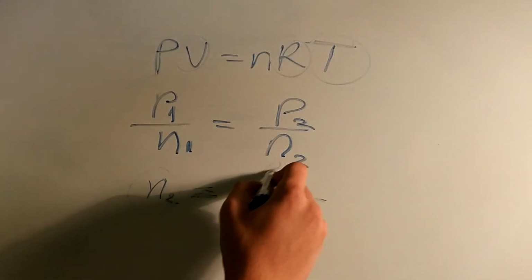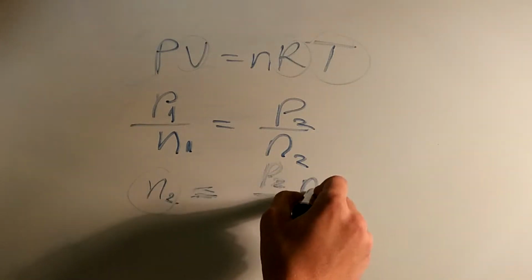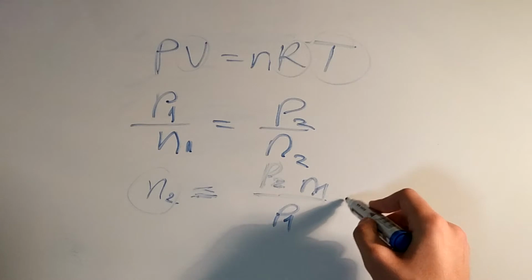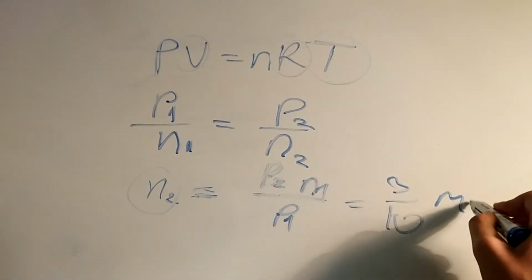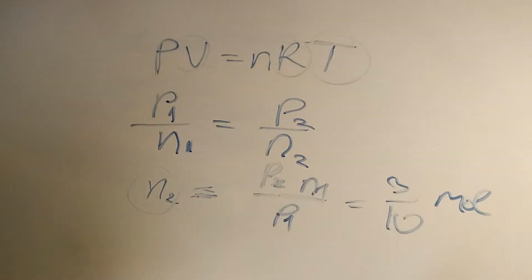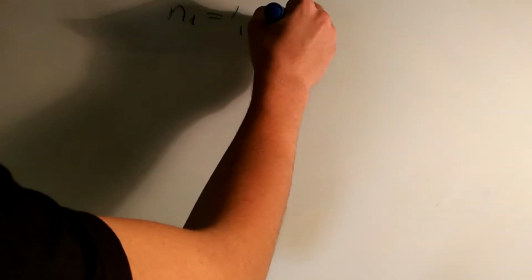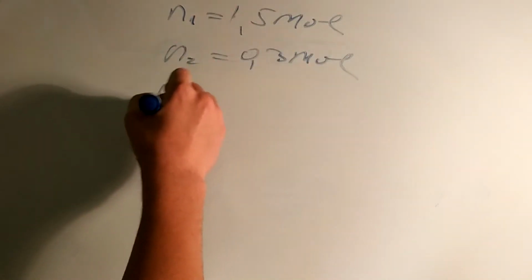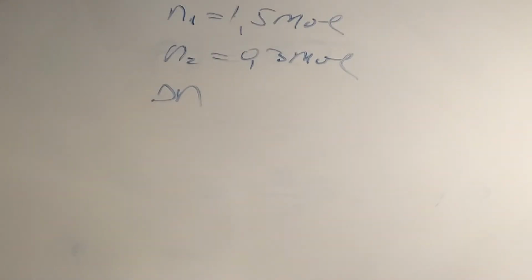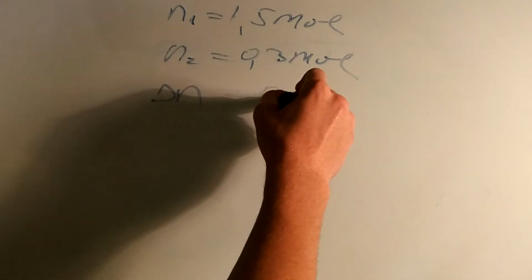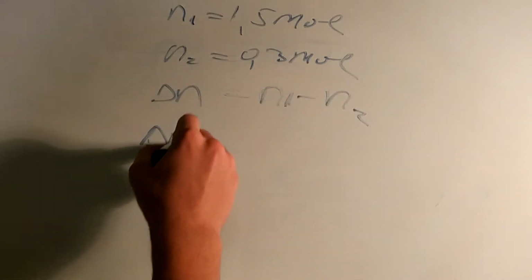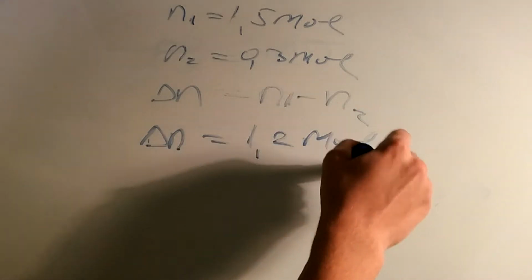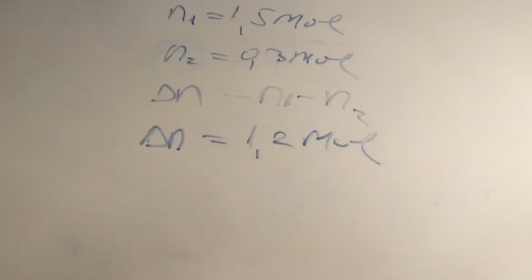So this will be P2 times N1 over P1, or that will be 3 over 10 moles. Okay, so what we have now is N1 is equal to 1.5 moles and N2 is equal to 0.3 moles, and we're looking for the number of moles that are going to be extracted, so that's N1 minus N2, so delta N is equal to 1.2 moles. Okay, let's move to the second problem.